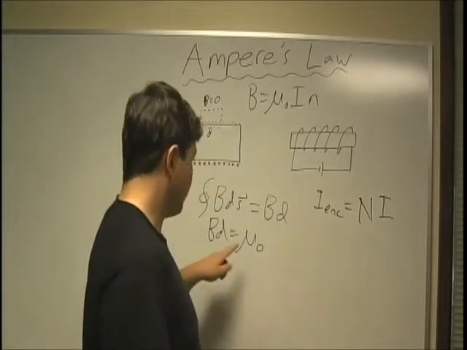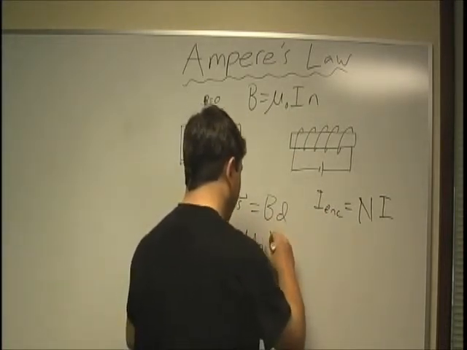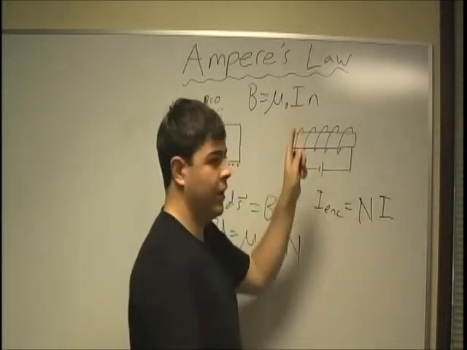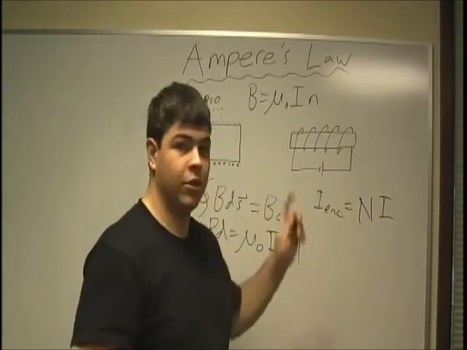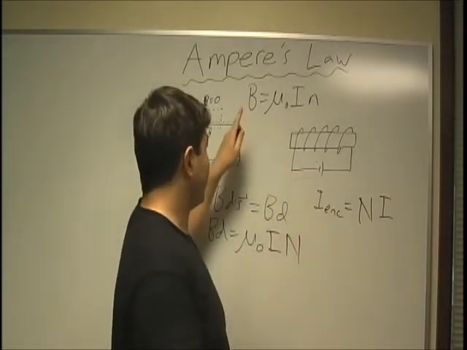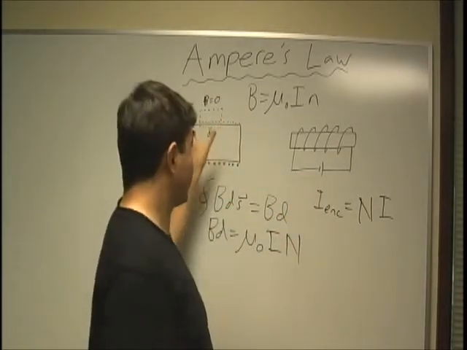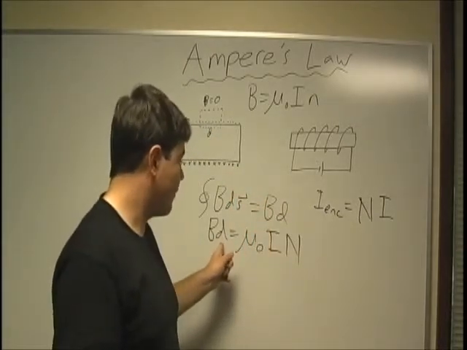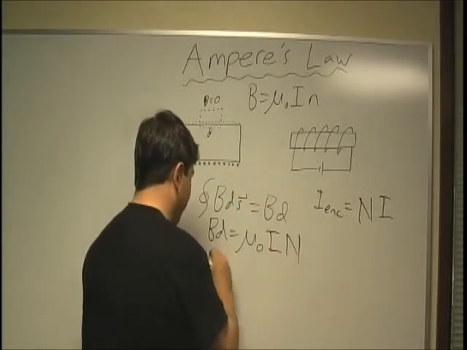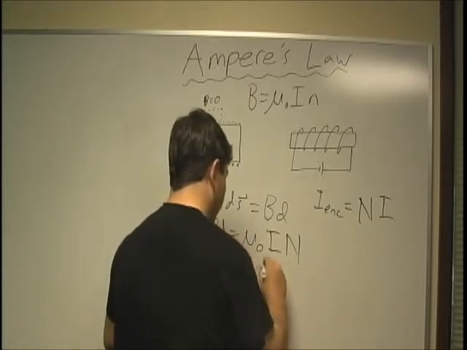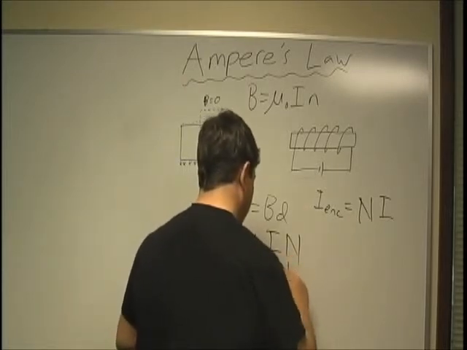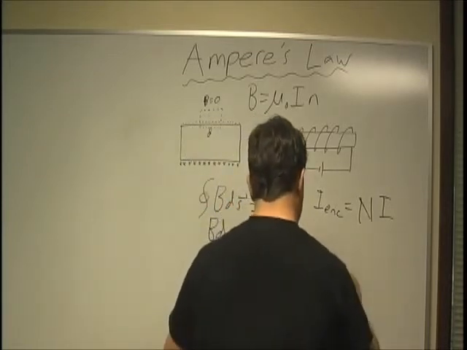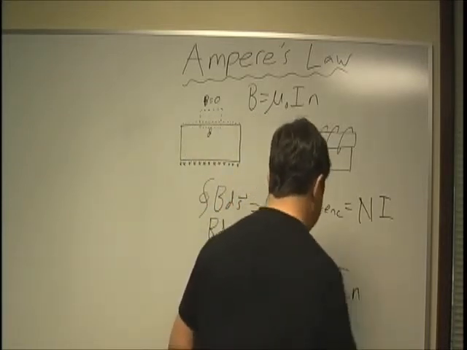Over here, we're going to have I n. Now this looks really similar, except this is a lowercase n. And what the lowercase n represents is how many wires are passing through per unit length. And you see we have a unit length over here. So what we're going to end up doing is divide by that. mu 0 I big N over d equals mu 0 I little n. And we are done.